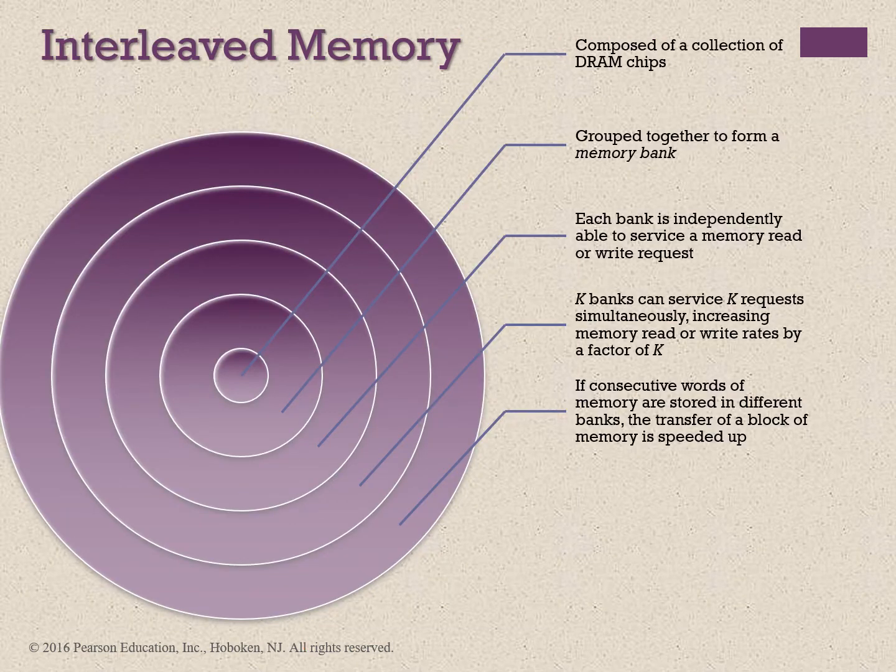Next we move on to interleaved memory. Interleaved memory is a collection of DRAM chips, dynamic random access memory chips. These chips are grouped together to form a memory bank. So all the chips are grouped together and it's called a memory bank. Each memory bank is independently able to serve a memory read-write request.